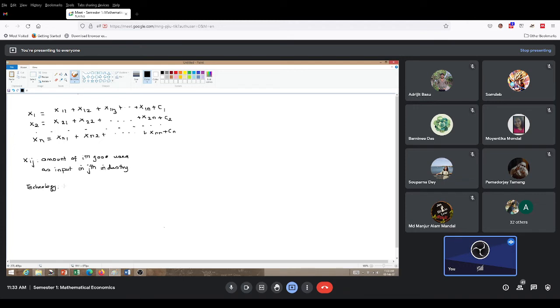Then we bring in technology. We introduce what is known as the input-output coefficients. Okay, so suppose let us take x12. We require, okay, but before that let us look into this.